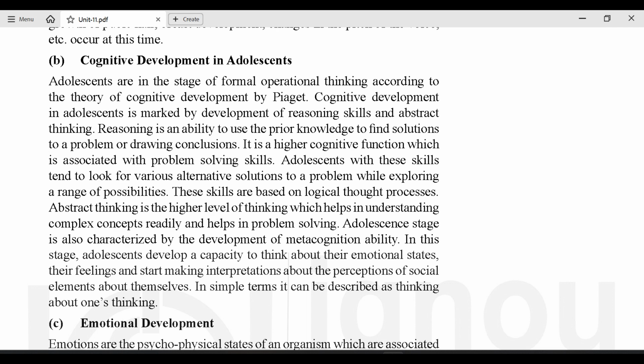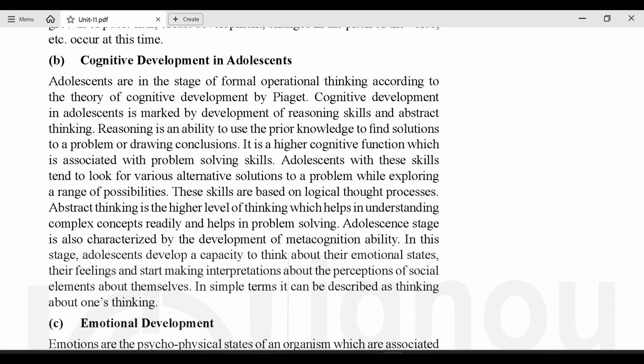Abstract thinking is the higher level of thinking which helps in understanding complex concepts readily and helps in problem solving. The adolescence stage is also characterized by the development of metacognition ability. In this stage, adolescents develop a capacity to think about their emotional states, their feelings, and start making interpretations about the perceptions of social elements about themselves. In simple terms, it can be described as thinking about one's thinking.